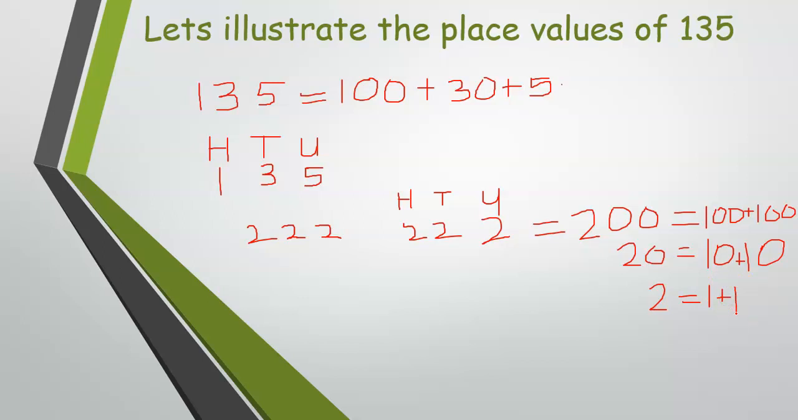So in a nutshell, the place value of a number is the value it has because of its position. This 2 is equal to 200 because it's in the hundreds place. This 1 is 100 because it's in the hundreds place. This 3 is 30 because it's in the tens place.